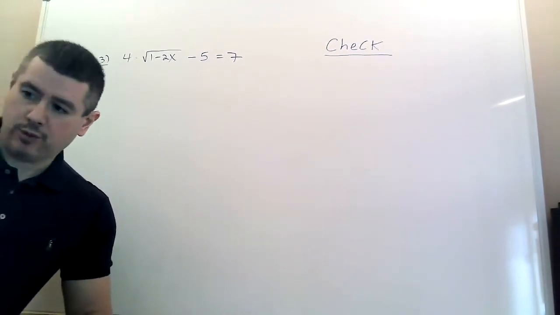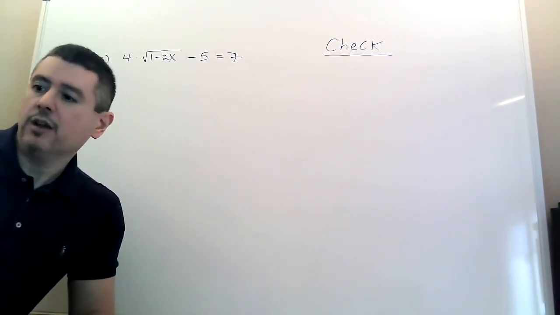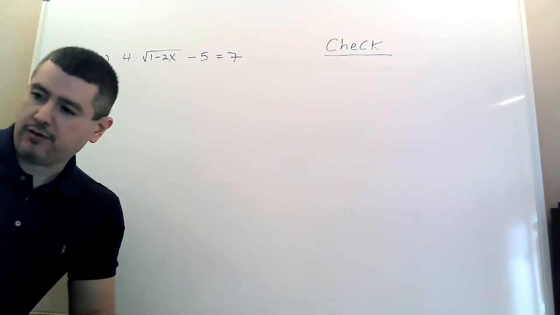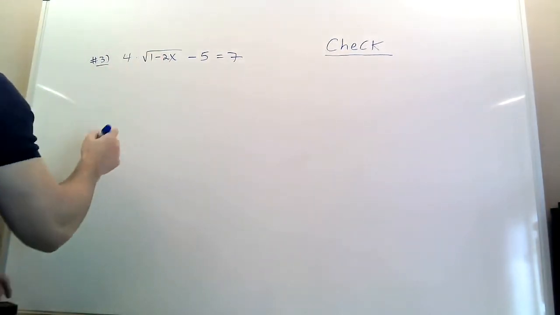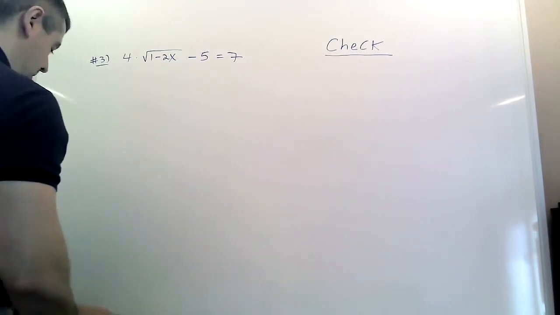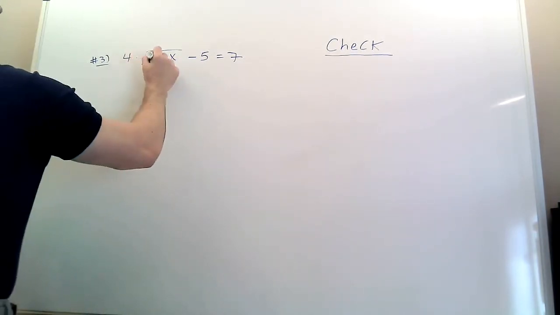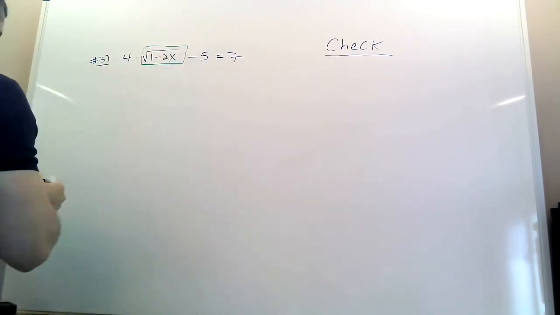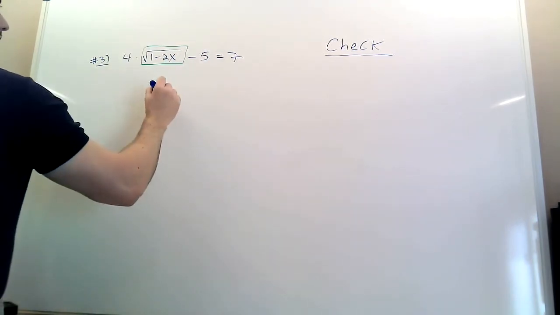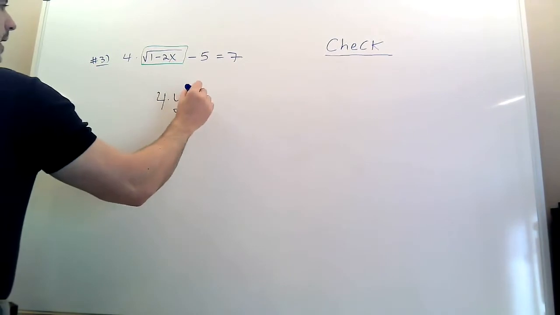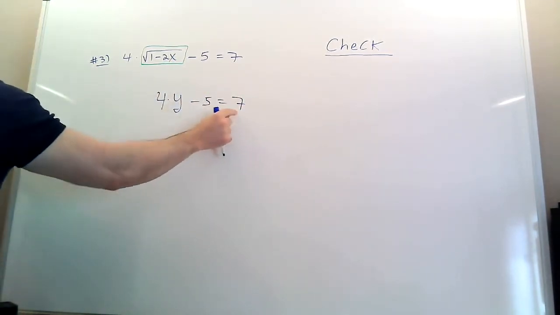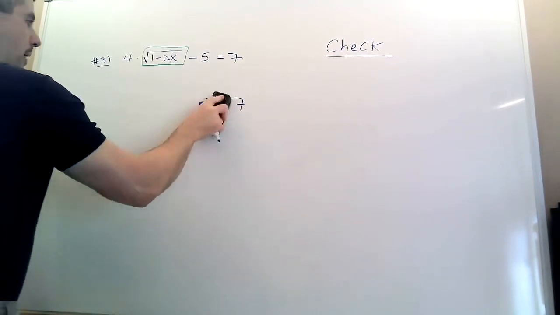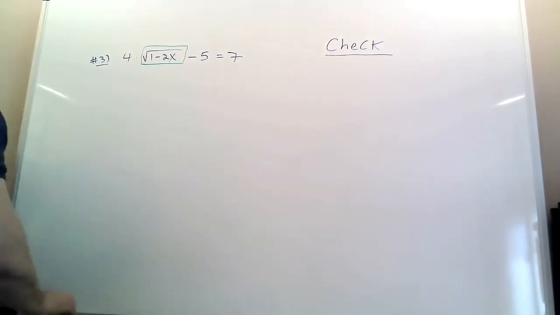Okay, number 3 is the one where you actually have to do a little bit of work to get the radical alone. This is what you're trying to isolate. Maybe I'll go green. You need this alone. It's like if you had 4 times y minus 5 equals 7. You would first add the 5 and then divide by 4 to get the y by itself. I'm going to do the same type of moves here.